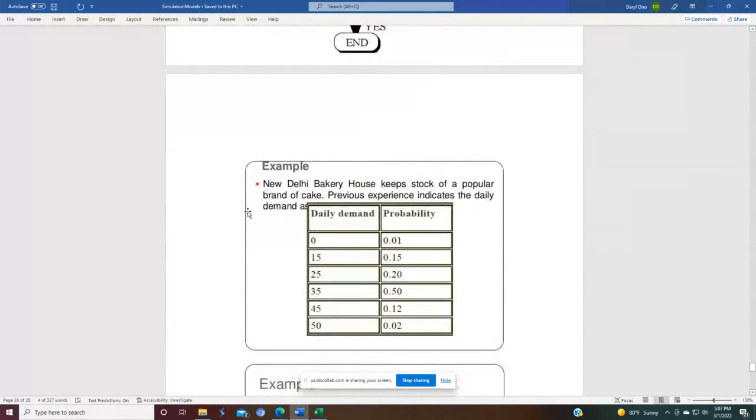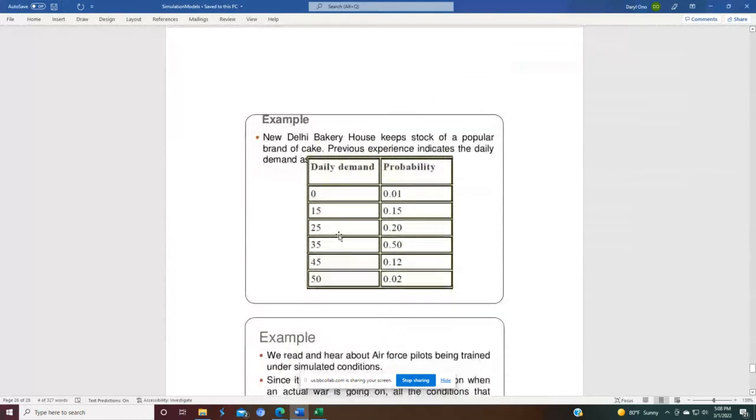We talked about probability distributions. So in this simple example, they have this probability distribution for, I forget what they're making, a cake or something. What's the probability that there's no demand for the cakes? 1%. Demand for 15 cakes, 15%. 25 cakes, 20%. Where'd they get all these numbers from? Probably from observation.